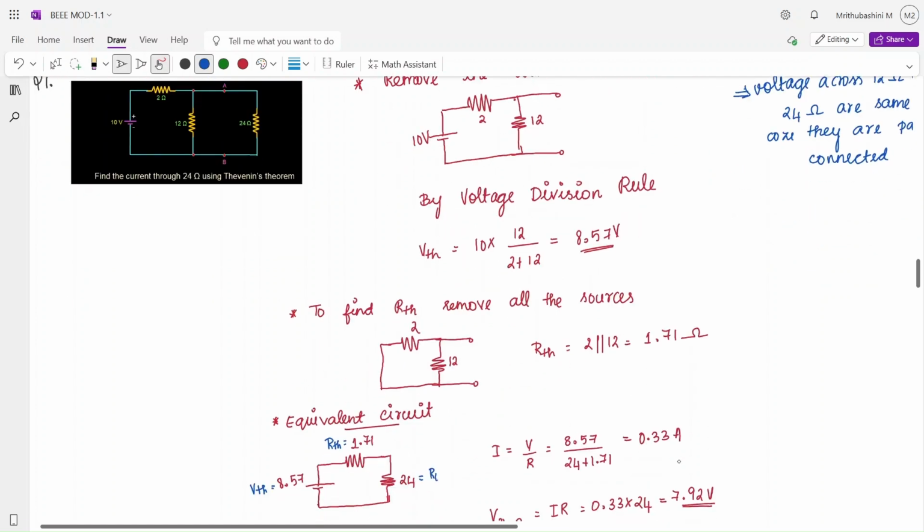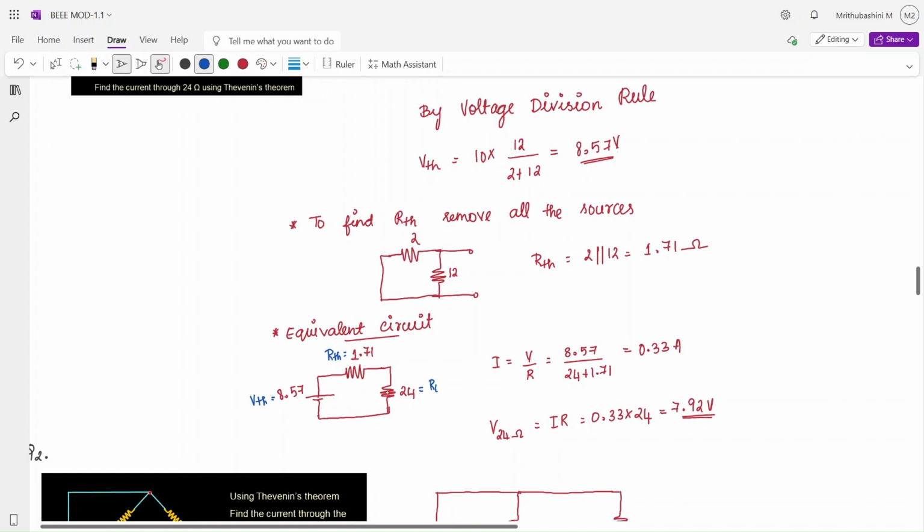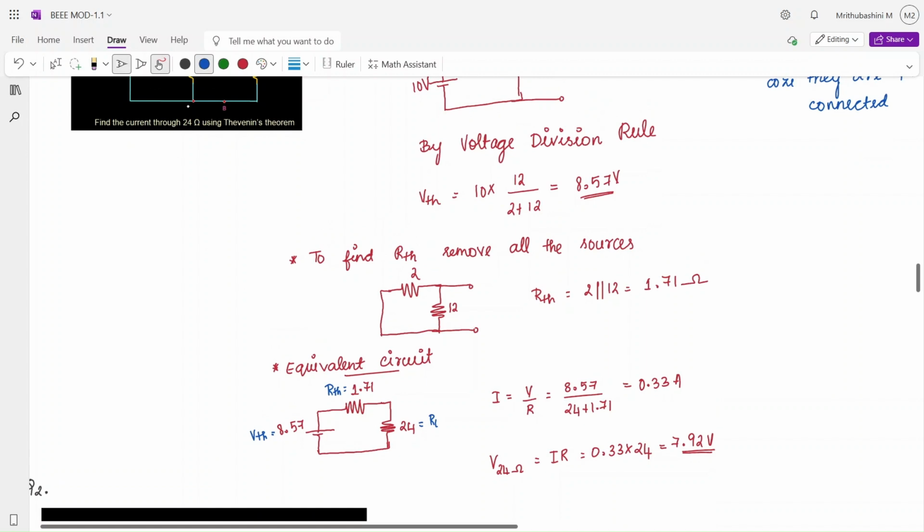Now the next step is to draw the equivalent circuit. So you will draw the equivalent circuit with the Thevenin resistance, Thevenin voltage and load resistance. Now you have to find the current through 24 ohm. Current divides in parallel, in series the current is the same. So you can find the whole current. So I is equal to V by R: 8.57 by 1.71 plus 24 will give you the current. And if they are asking you to find the voltage across 24, you have to use the voltage division rule.